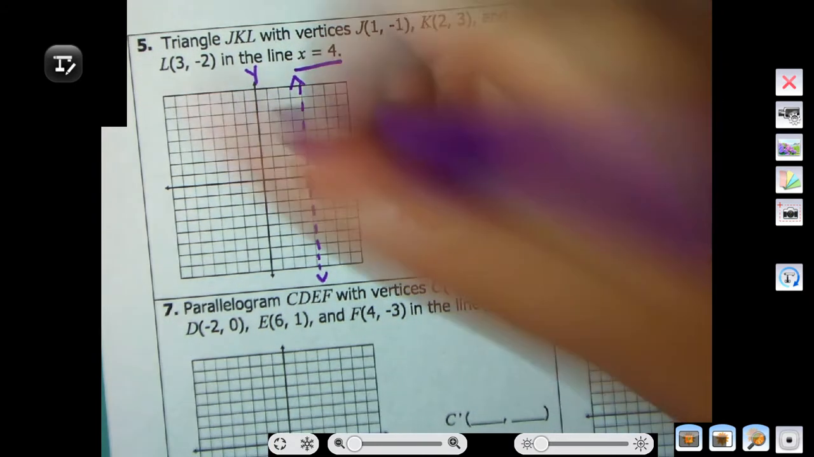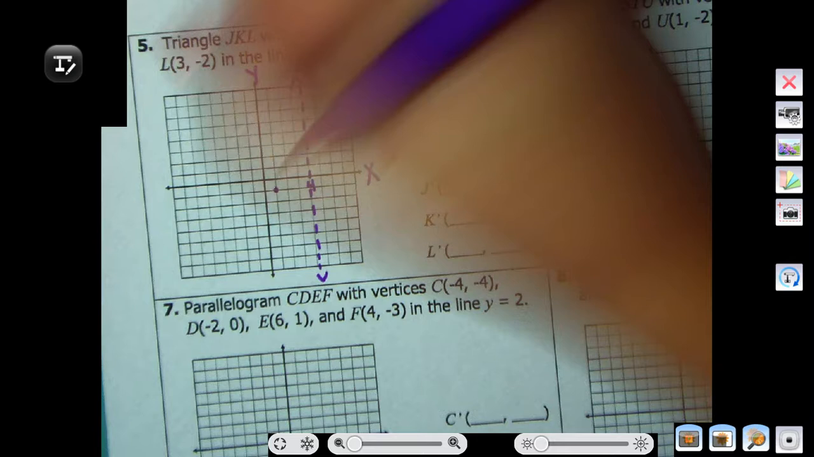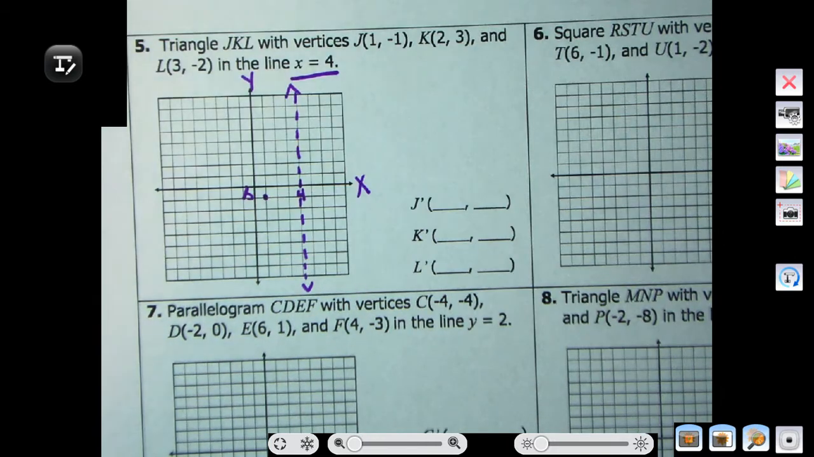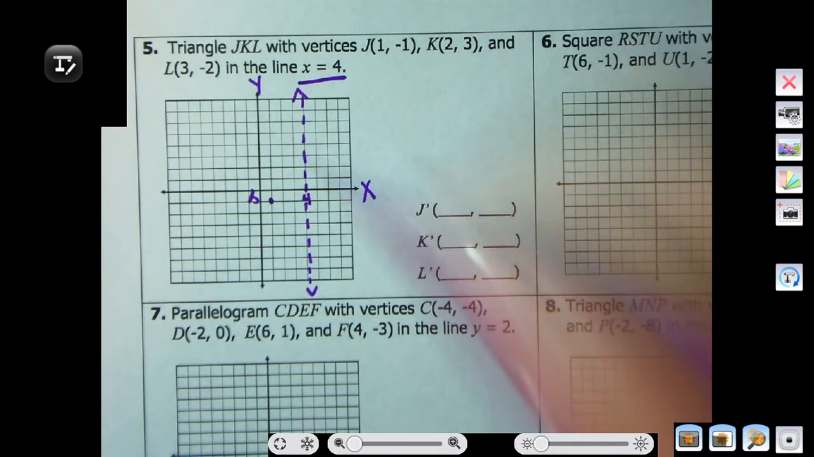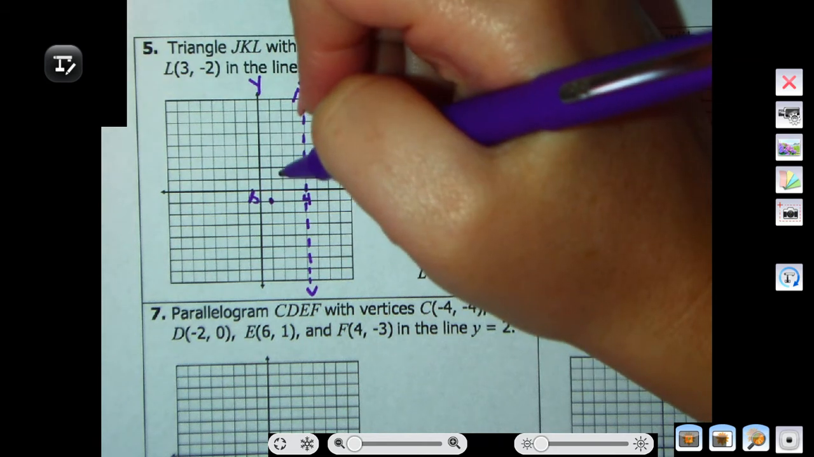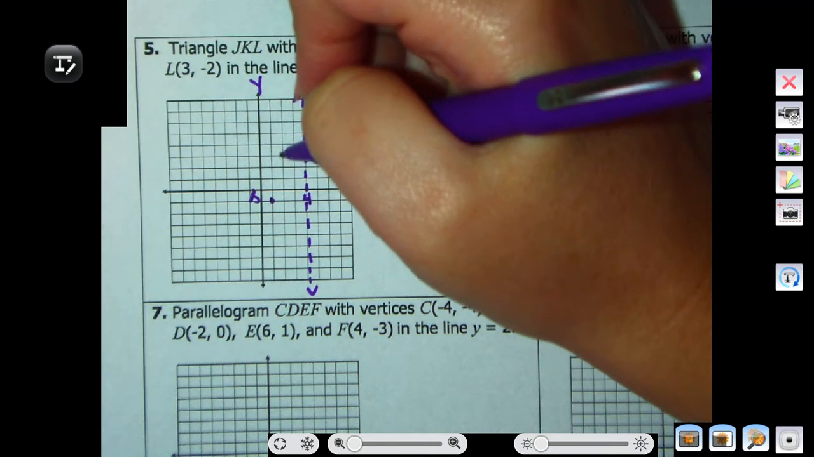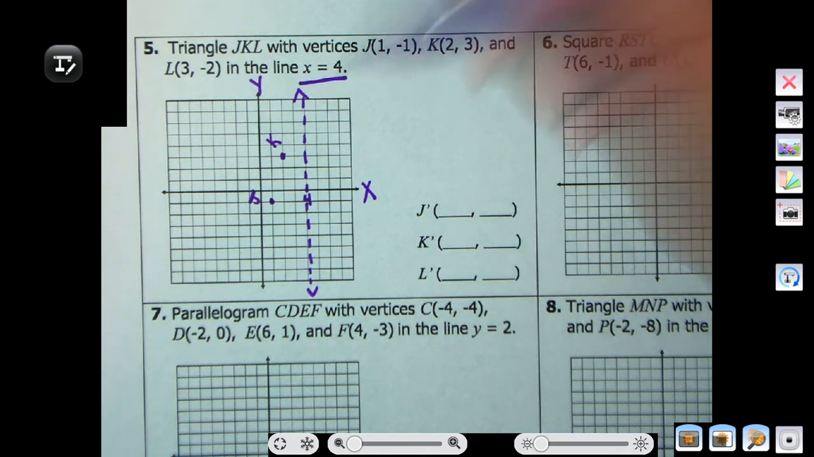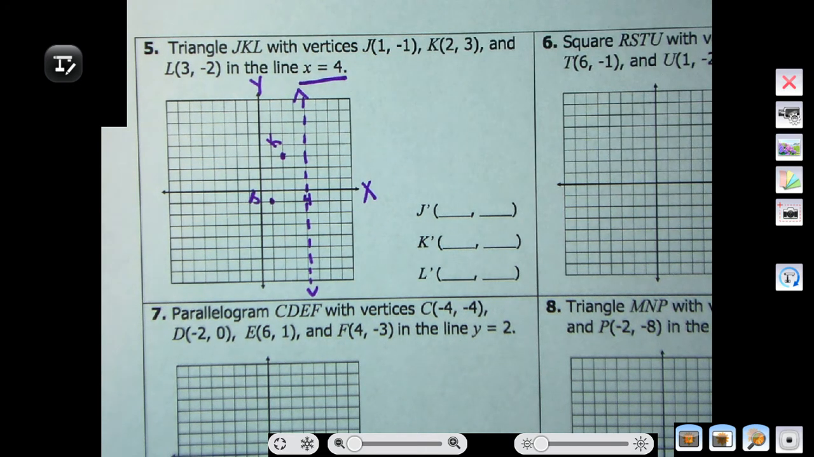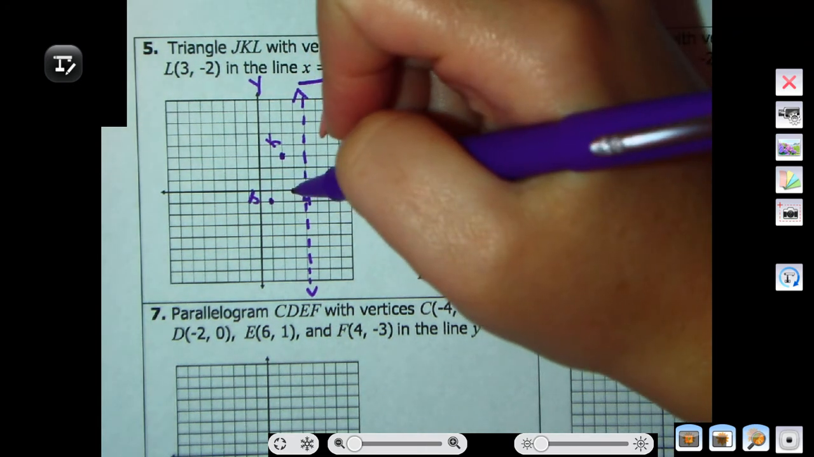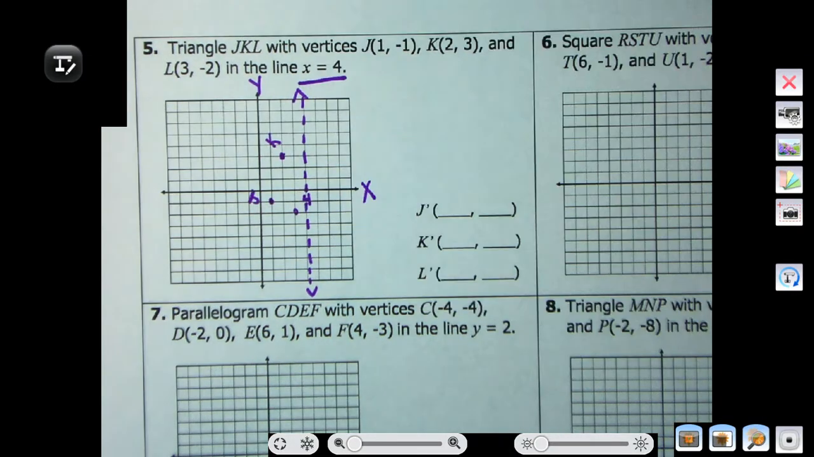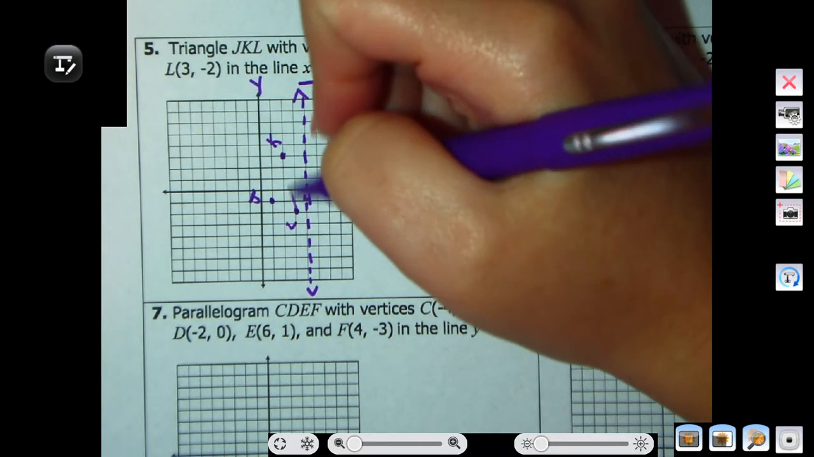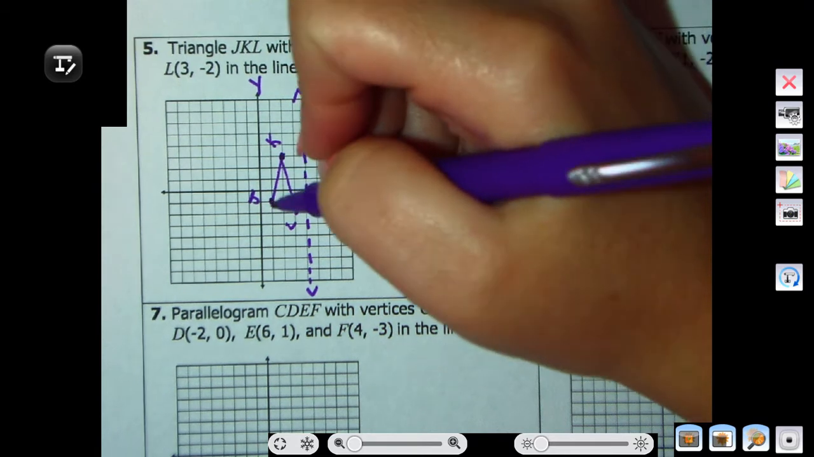So I've got 1, negative 1 for J. And then for K, I have 2, 3. 1, 2, 3. That's K. And then for L, I have 3, negative 2. So 1, 2, 3, and then down 2. So I have a skinny little triangle here. I'm going to connect my dots, and then I will reflect it.